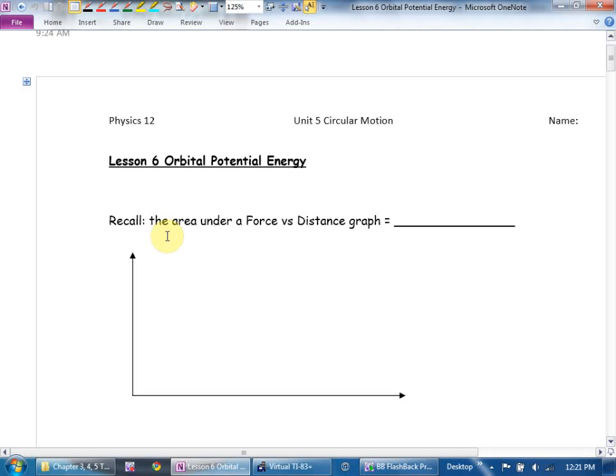So last day, lesson 5, we looked at orbits, being up in space. Today, we're going to be looking at orbital potential energy, getting up into space. Last day was, once you're there, how does it work? How high do you have to be? How fast do you have to be traveling? How long does it take you to go around? What we're going to be looking at today is getting yourself up there.